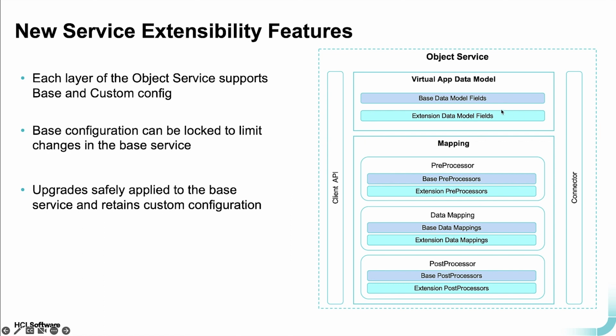So for the app data model, I can have a base data model field and an extended data model field. Similar for the preprocessor, I can have a base preprocessor and an extension preprocessor. Data mapping also has a base data mapping and an extension data mapping, and the post processor also has a base post processor and an extension post processor. So what this gives you is the ability to lock the base configuration to limit any changes to the base service, and at the same time safely upgrade the base service with the custom configuration, and make maintainability and extensibility a lot simpler, right?